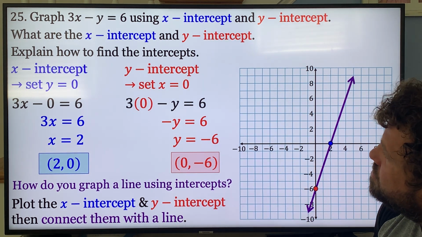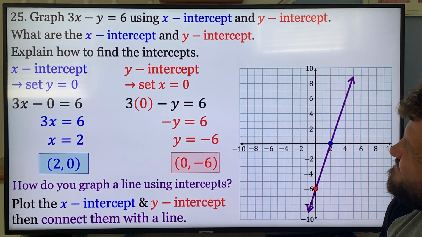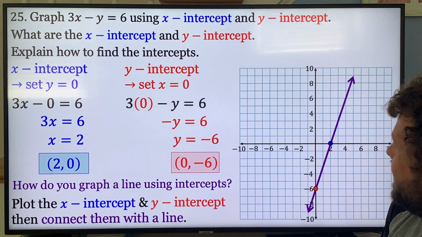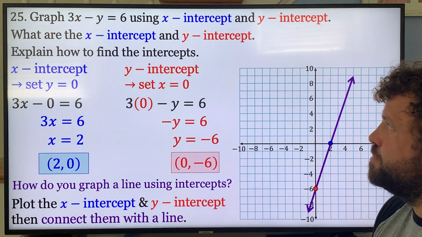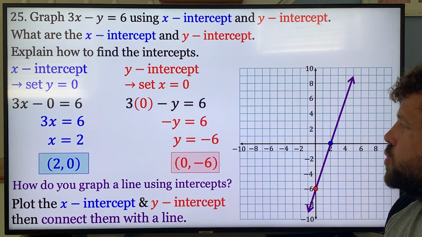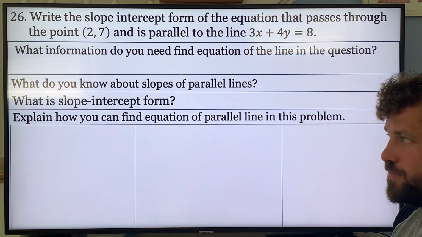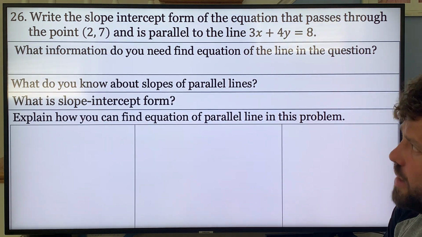Got it? That ain't too bad, right? It's called intercept graphing. I think this was called. All right, ready? Breathe. 26. I think there's like 11 problems left.